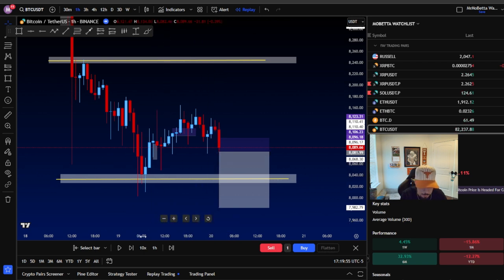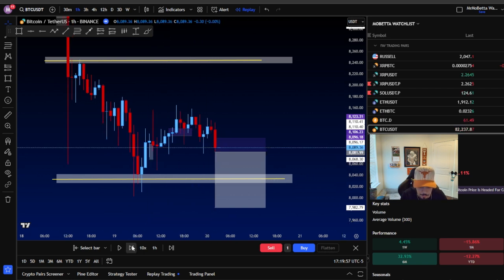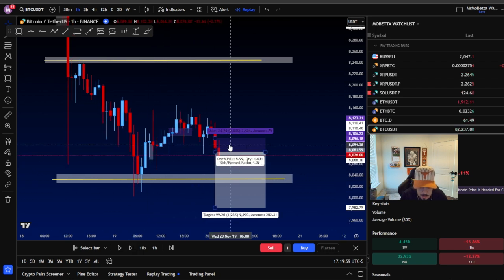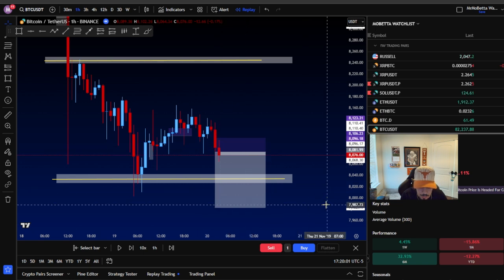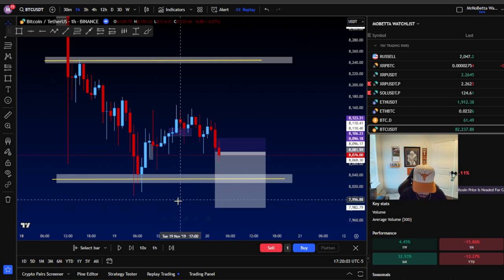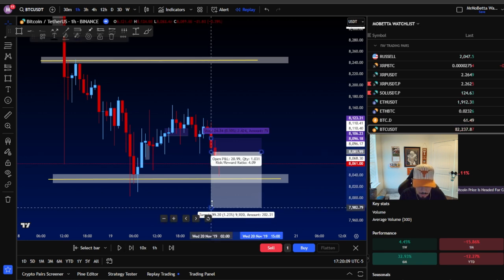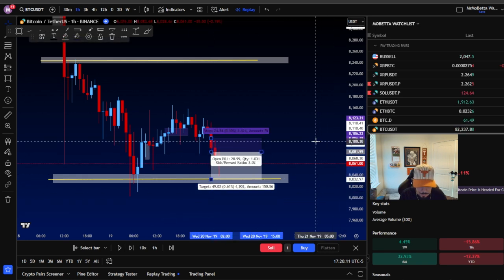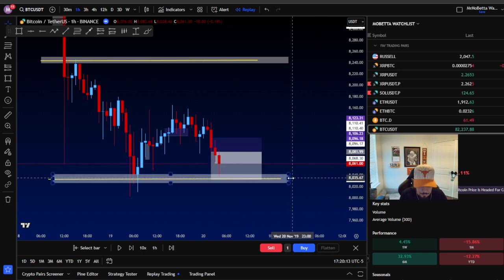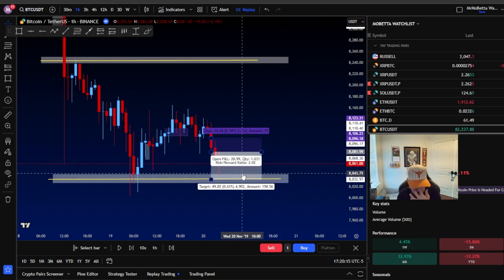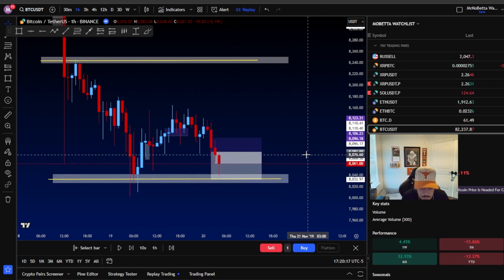This is 2 a.m. So we'll go again, 3 a.m. Okay, so your stop loss is right above this wick. Pretty good. 4 a.m. Okay. Honestly, I think it's a good idea to have taken profit at this area.